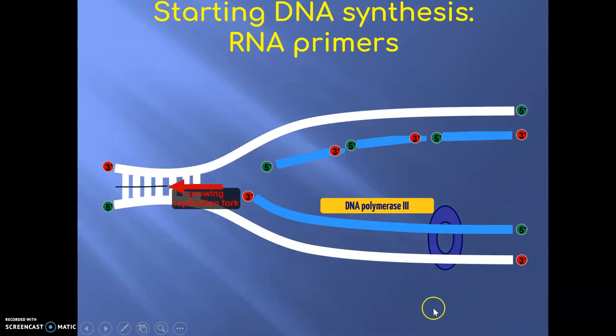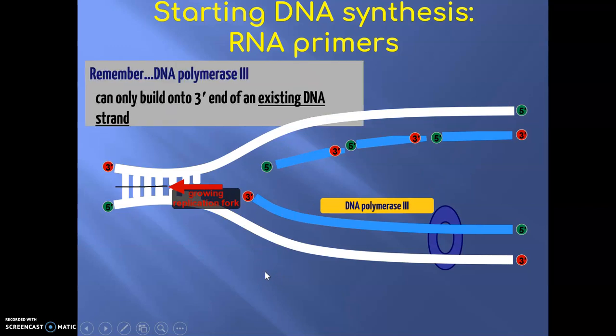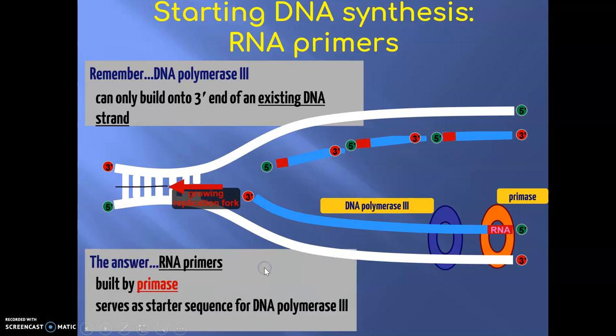Boom. So starting DNA synthesis, you have your RNA primers coming in. Okay, the RNA primers are coming in to actually help start out this process because you can only build onto a 3' end of an existing DNA strand. So you have primase RNA coming in to help start that all out. RNA primers are built by primase, which is an enzyme, and it serves as a starter sequence for DNA polymerase III. Primase is what helps DNA polymerase III add on those nucleotides.